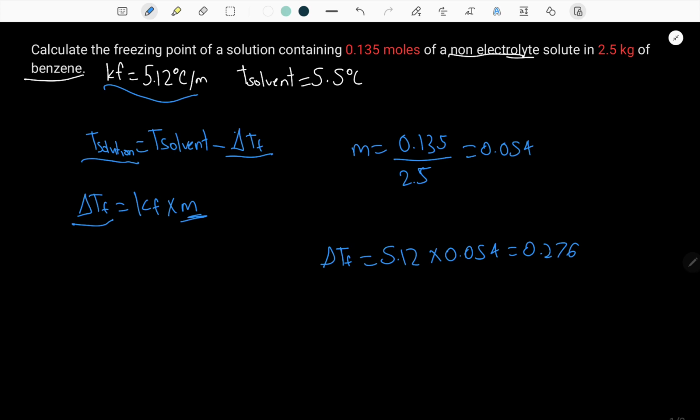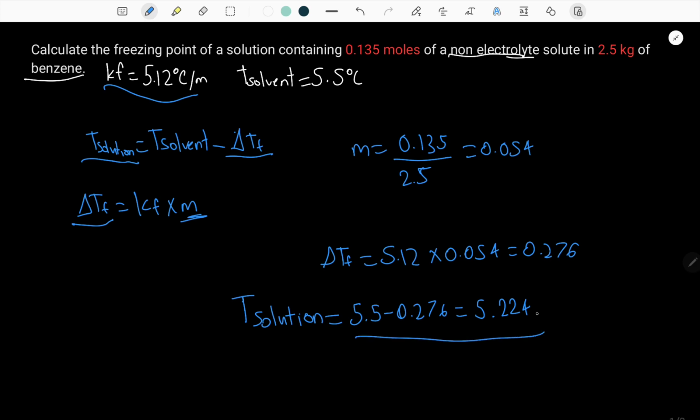So now the final step is to just do T of solvent minus delta TF. The T of solvent is given to you as 5.5 here. So the final step is just substituting the values again. Here I just did the final step, which is T of solvent minus delta TF, and you will get the answer of 5.224 Celsius. So don't forget the unit.